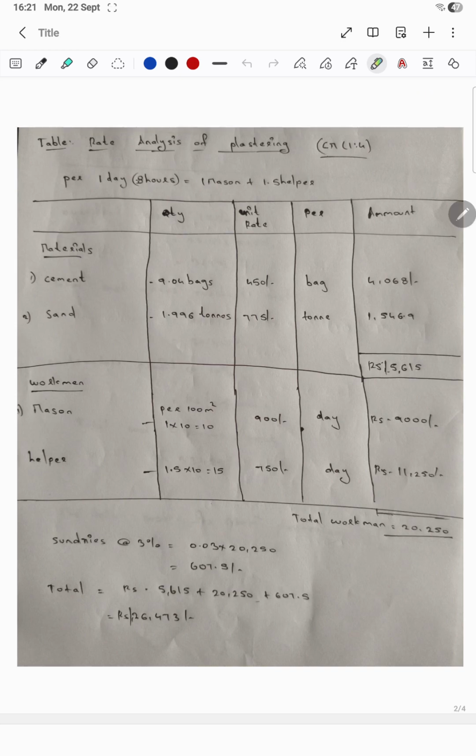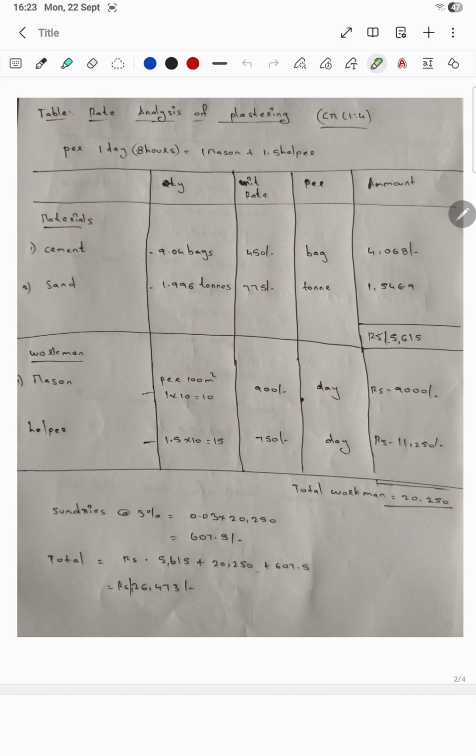Now we are calculating the sand. The amount of sand we get is 1.996 ton, as per 1 ton 775 rupees. For approximately 2 tons, the amount we obtained for sand is 1546 rupees. The total amount we get for cement and sand is 5615 rupees.